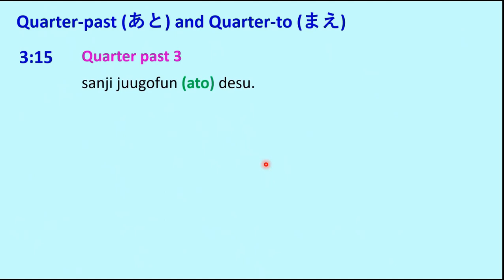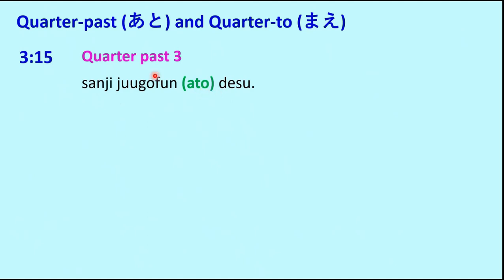So now, friends, there is another way of expressing 15 minutes: quarter past and quarter to. For example, 3:15 is quarter past 3. To express quarter past 3, we can say in Japanese Sanji jugo-hun ato desu. Ato here is optional because Sanji jugo-hun is itself 3 o'clock and 15 minutes. So, 15 minutes past 3 o'clock. That is 3:15. So Sanji jugo-hun desu, or we can say Sanji jugo-hun ato desu.